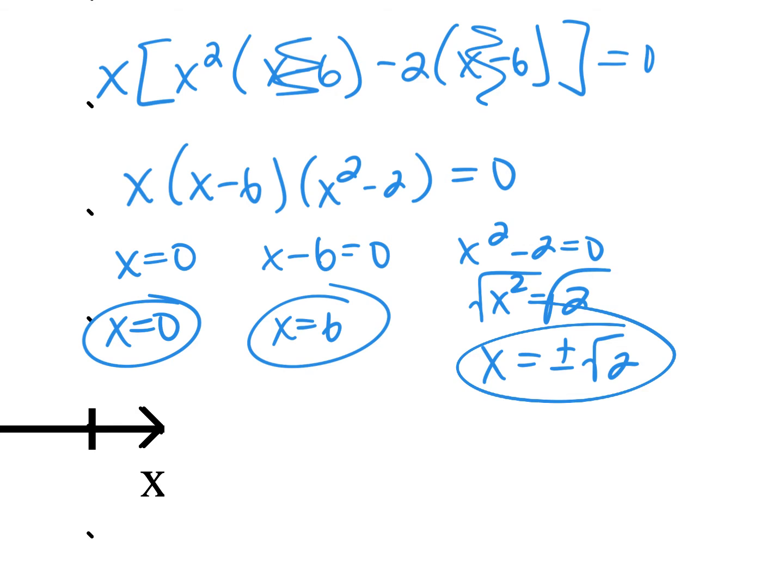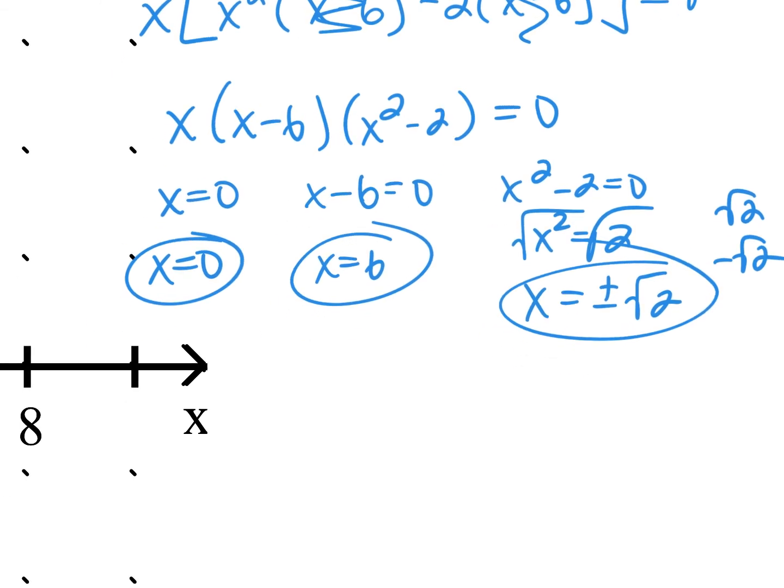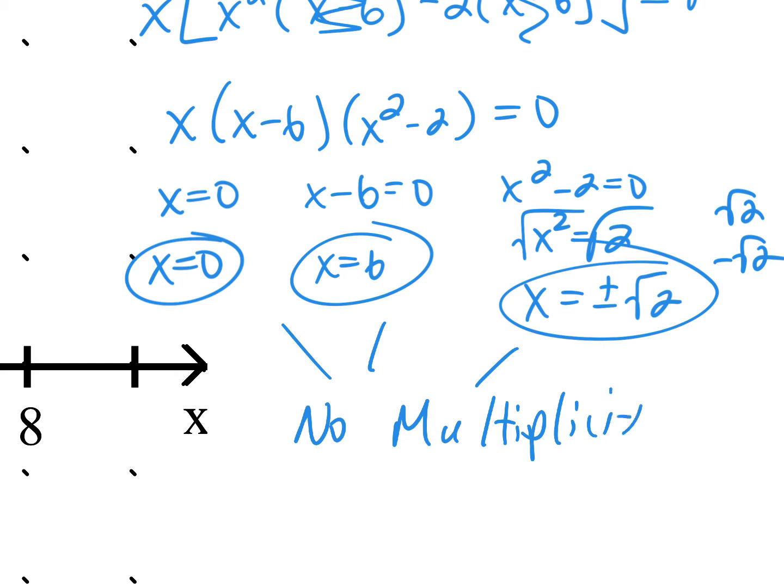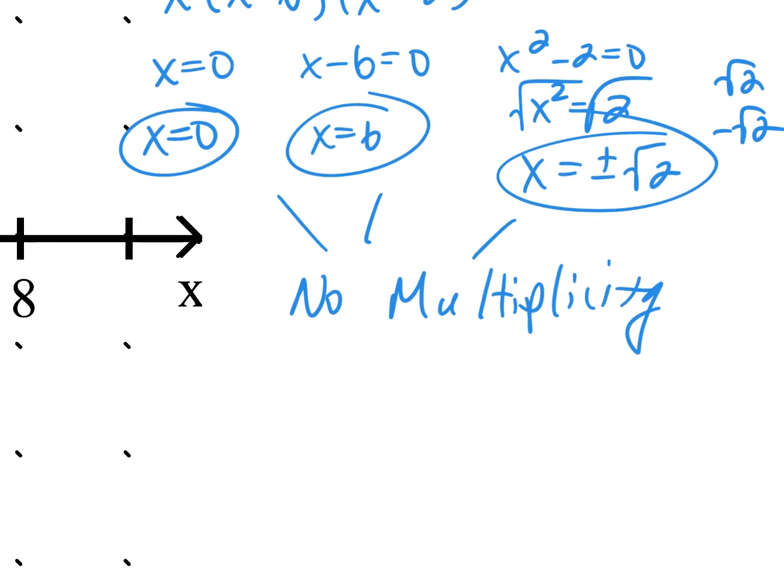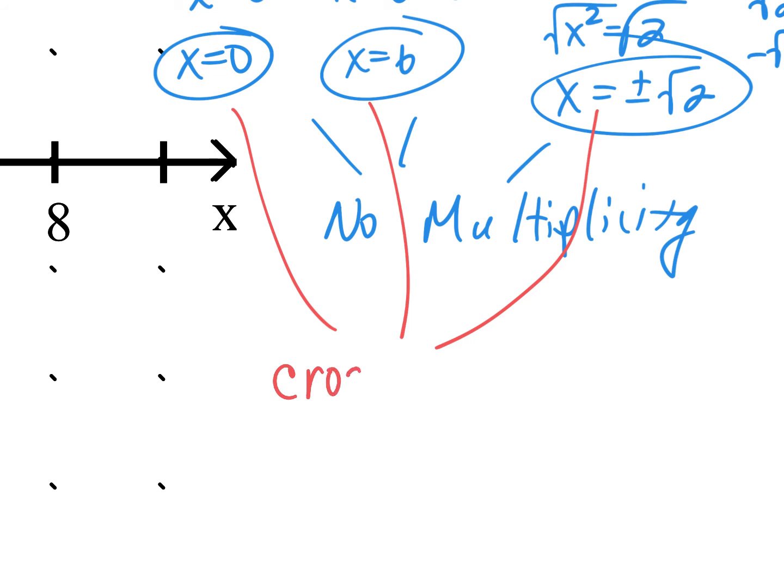Is the square root of 2 and negative square root of 2 the same place on a graph? No. So is there multiplicity? There's no multiplicity. Good. Positive square root of 2 and negative square root of 2 are two different places on the graph. So at each of these intercepts, what is your graph going to do? Go through or touch and turn? It's going to cross through. Very good, guys.